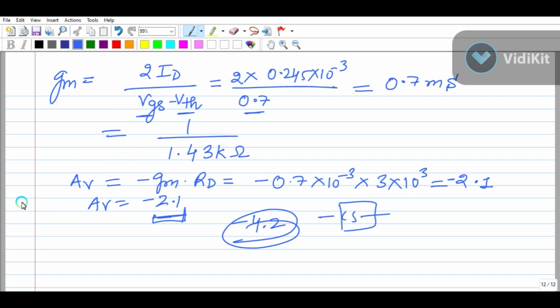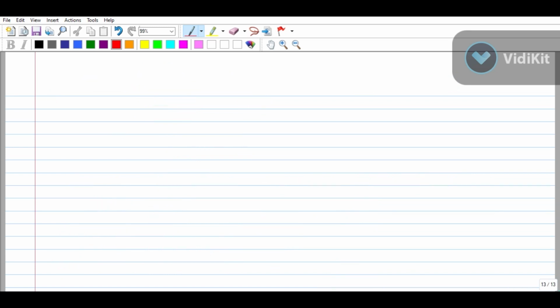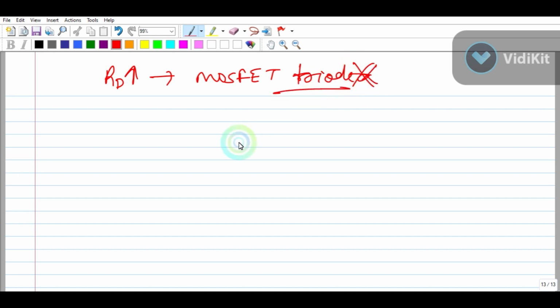So you can see the formula of gain is equal to minus GM RD. So you can say directly we can double the RD and the gain will double. Okay, right? So you can make it 6 kilo ohm, and the gain will become double. Simple. But no, we can't do it like this. You know that if we increase RD, our MOSFET can go into the triode region, which we don't want.